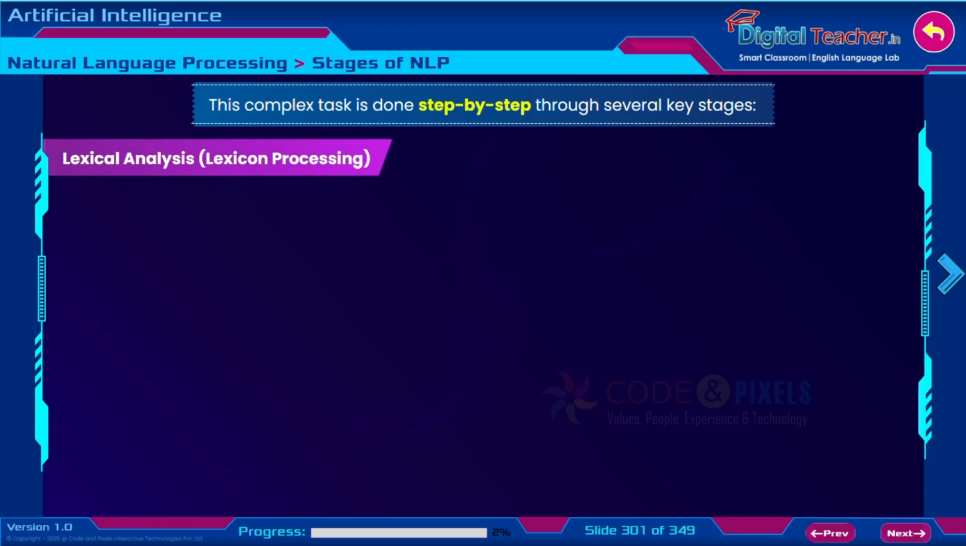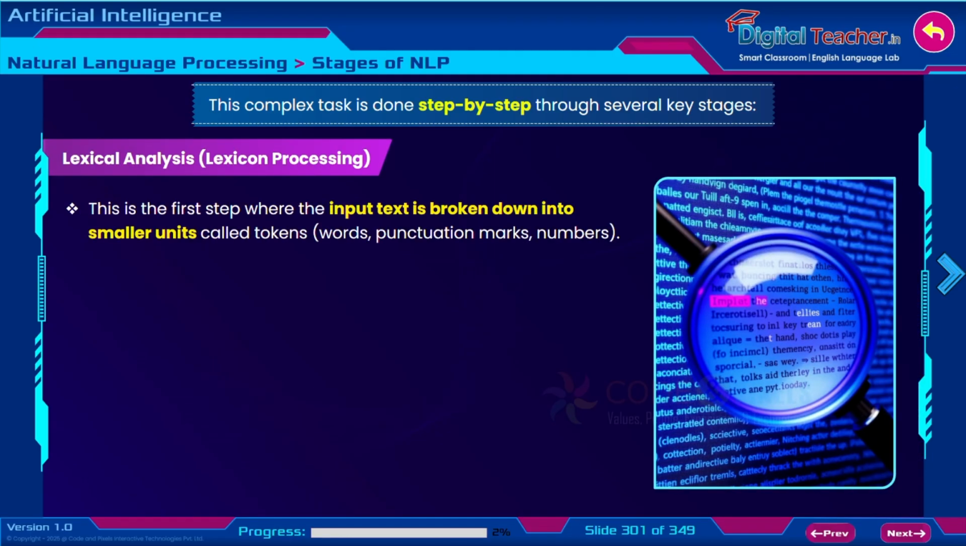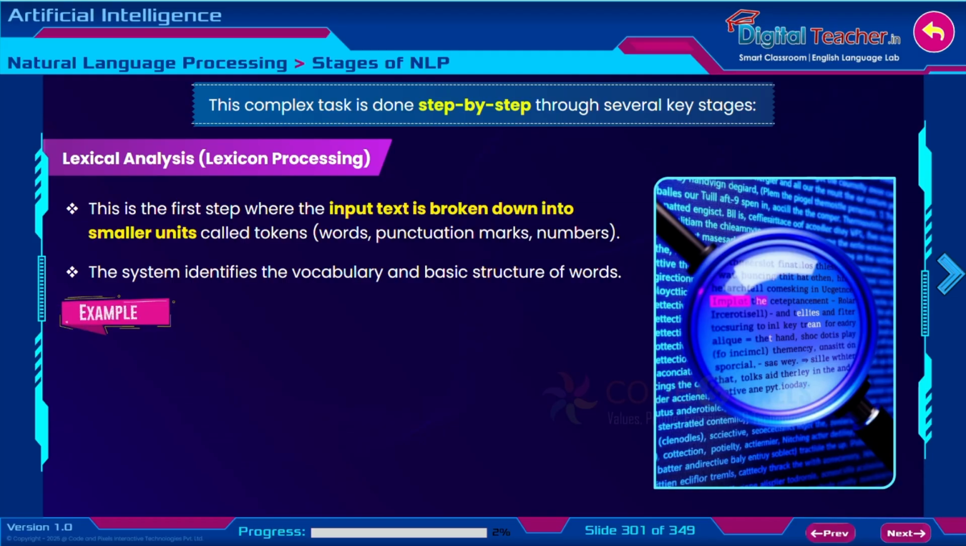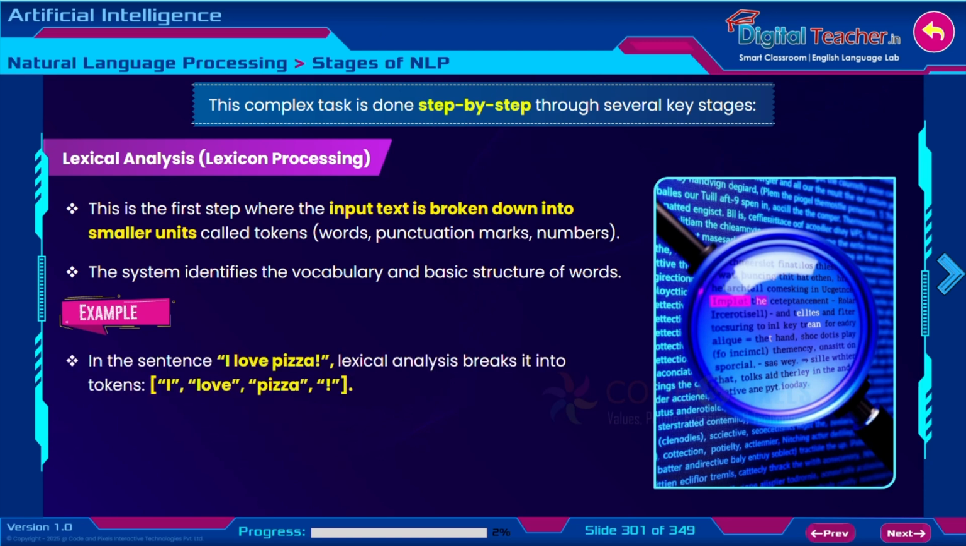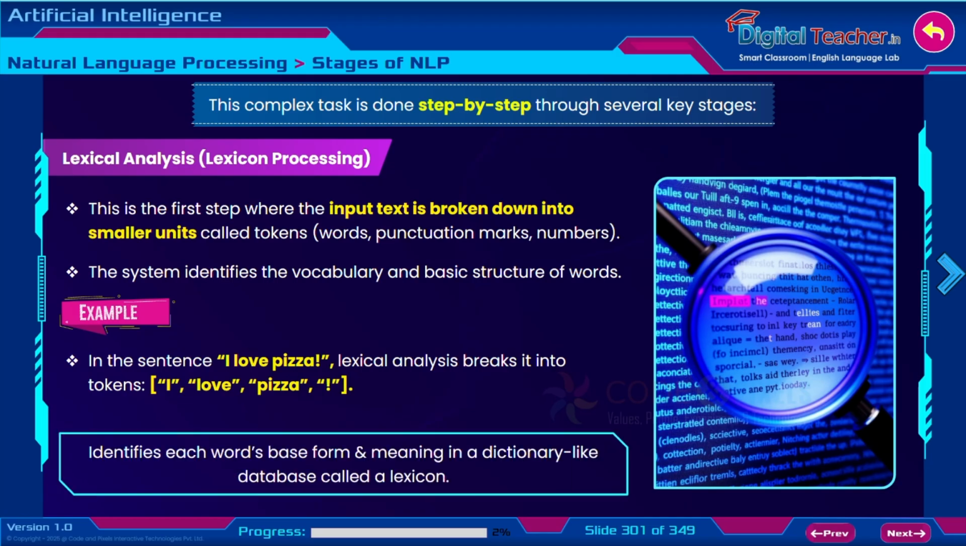Lexical analysis. This is the first step where the input text is broken down into smaller units called tokens. The system identifies the vocabulary and basic structure of words. Example: in the sentence, "I love pizza," lexical analysis breaks it into tokens. It also identifies each word's base form and meaning in a dictionary-like database called a lexicon.